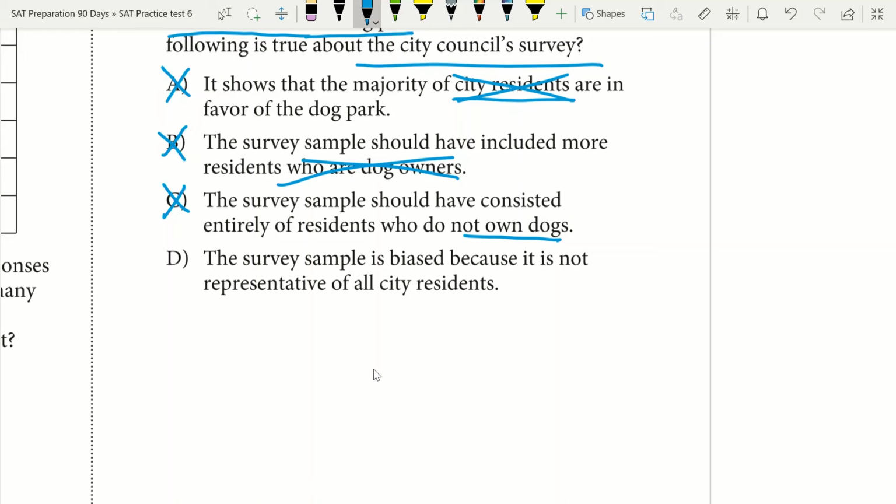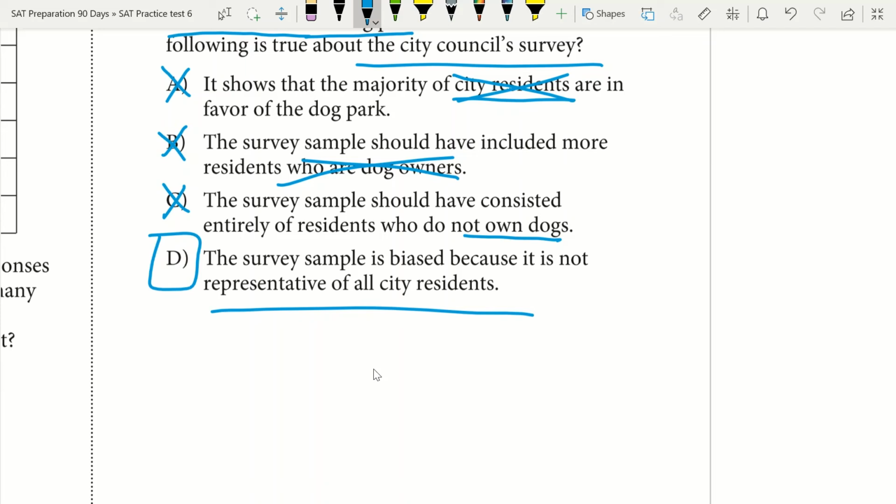Option D, the survey sample is biased because it's not representative of all city residents. Yes, if you're going to have a sample and you want it to be accurate, you want it to be a sample of all the city residents, and you don't want to pick a certain trait to select those residents unless it's absolutely necessary. Now in this case it was absolutely unnecessary.